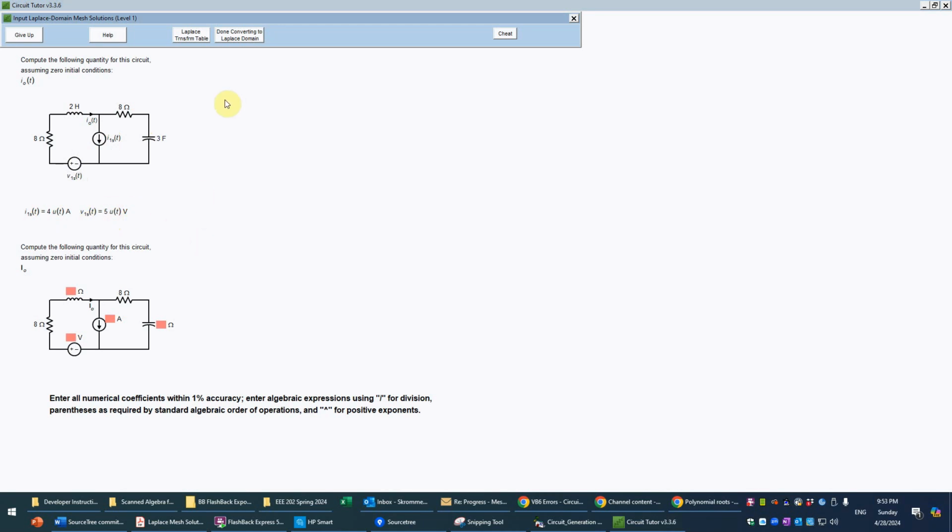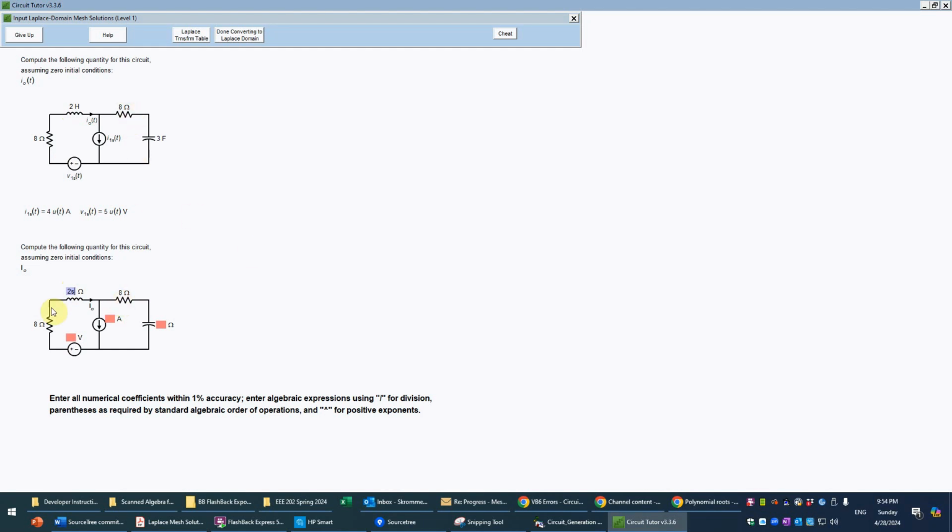So our first task here is going to be convert this from the time domain, where we have the henries and the farads and the functions of time, into the Laplace domain, where we're going to have only ohms and the S variable. The time will not appear. So starting with the 2 Henry inductor, remember the impedance of an inductor is SL, so that's just going to be 2S. So we'll enter that here.